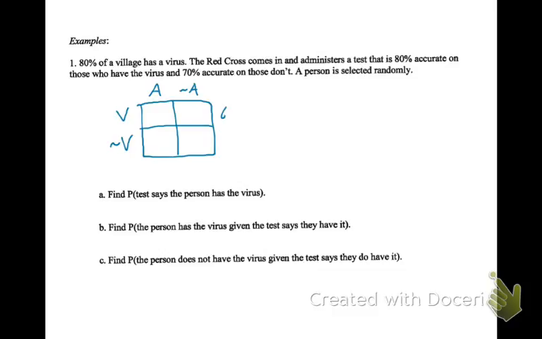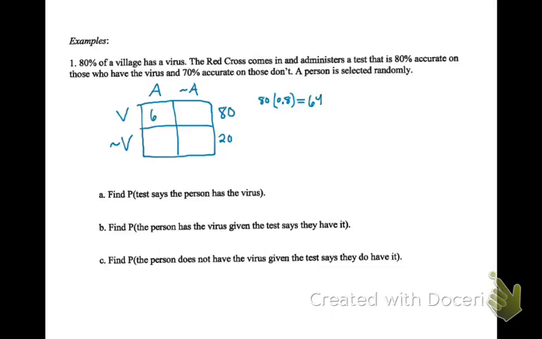So at the end of each row, I'm going to write down the total, and at the bottom of each column, write down the total for those particular parts. If 80% have the virus, that means that 20% must not have the virus. Now we have to fill out this diagram. It's 80% accurate in those who had the virus. So of the 80%, it's 80% accurate on those who have it. So you're going to multiply that by 0.80. Doing that, we get 64.